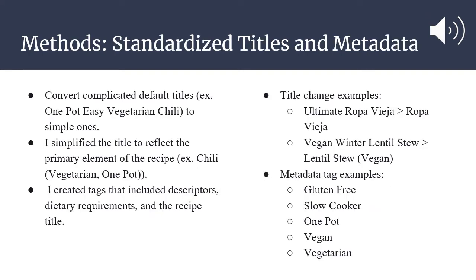Google Drive automatically organizes files alphabetically. In order to aid in orienteering, I standardized the titles of my recipes to reflect the primary element of the recipe and removed extra descriptions. In order to make searching more effective, I chose a few tags that I use regularly and added them to the description field for each document.